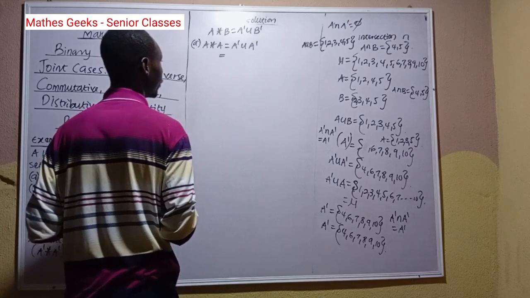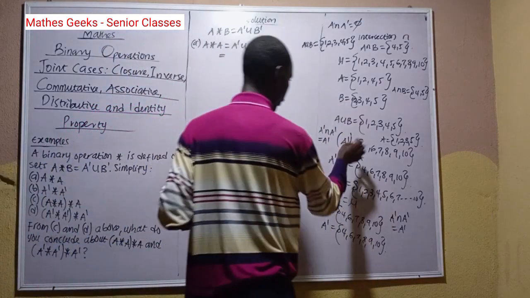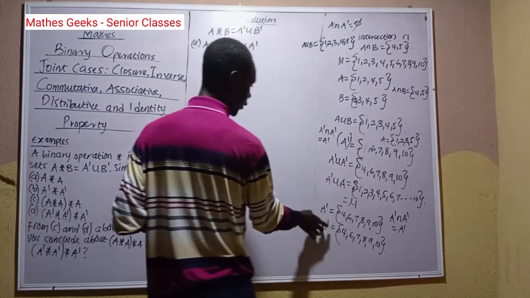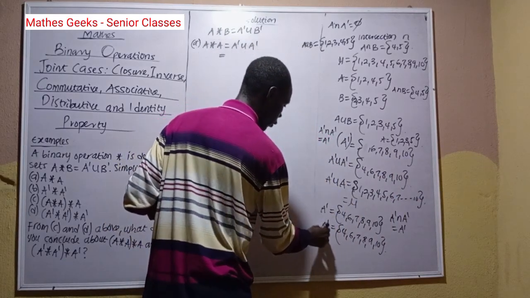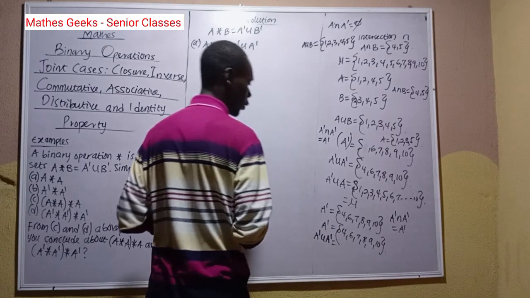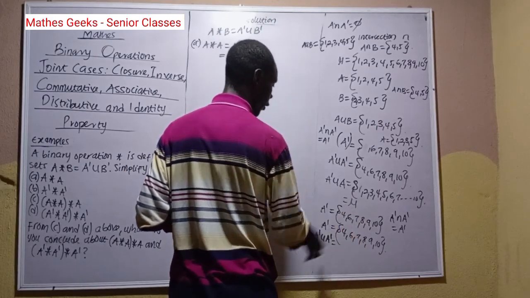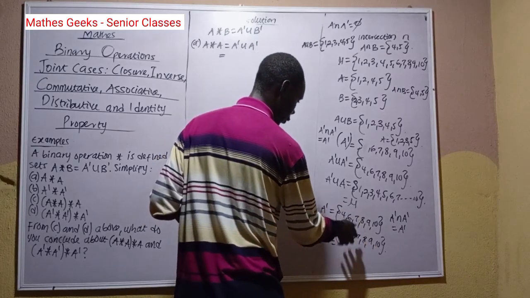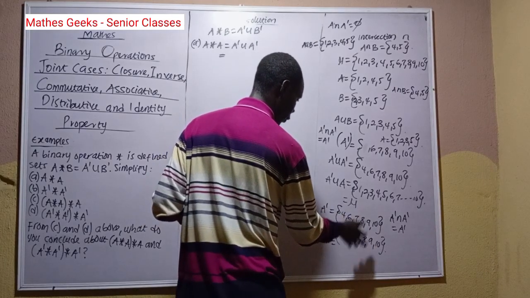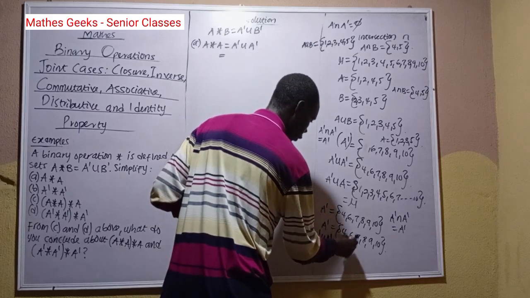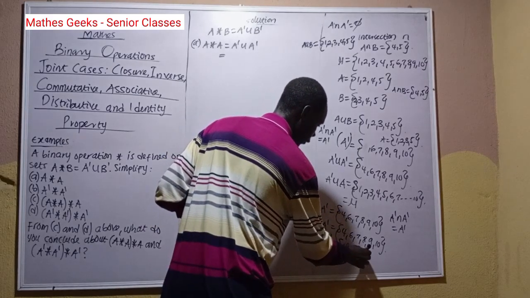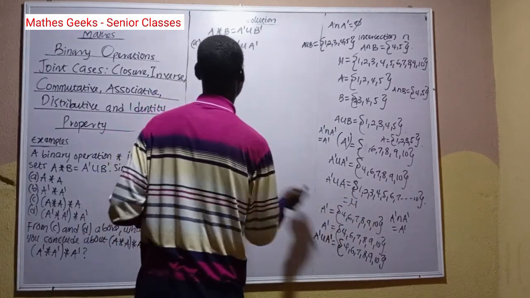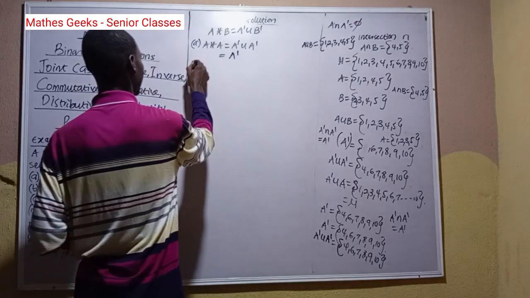So A complement union A complement. If you have A complement here, 6, 7, 8, 9, 10, and you have another A complement like this, if you bring them together, what do you think you're going to have? You don't need to repeat the elements, like in this case, where they are recurring. This is 4, this is 4, this is 6. So you just have to pick 1, 4, 6, 7, 8, 9, 10. And what is this? That's the A complement.